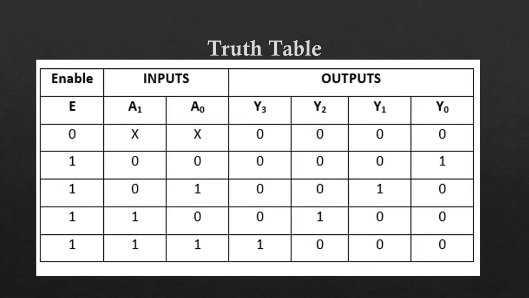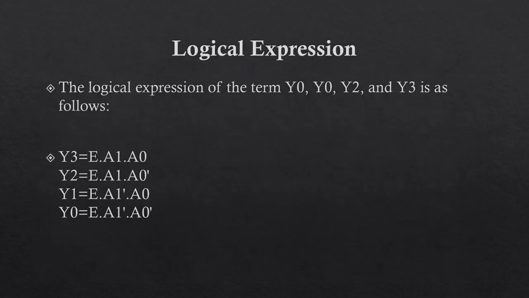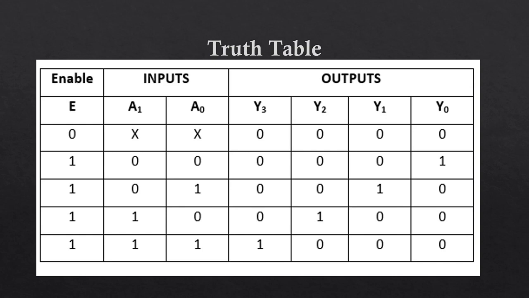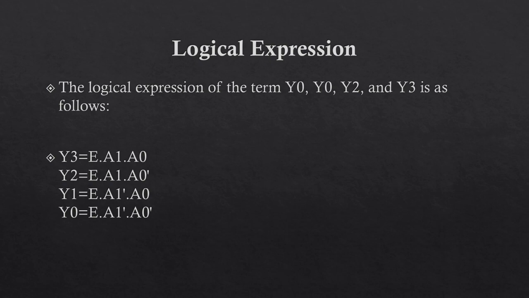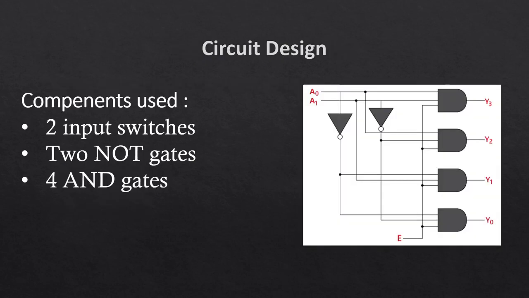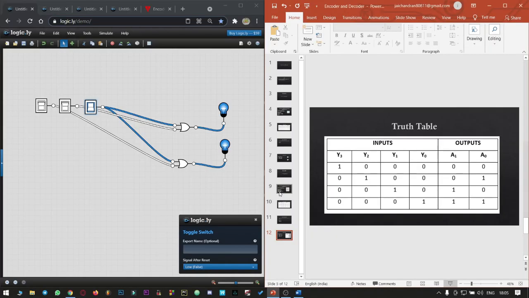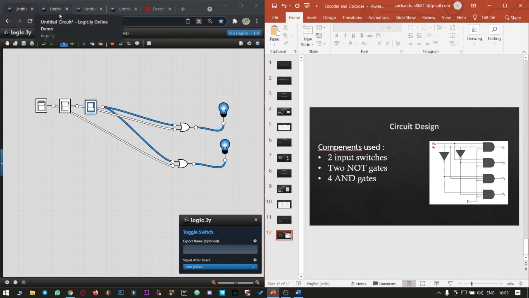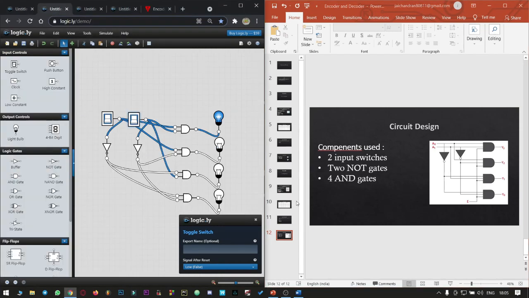and the outputs are y0, y1, y2 and y3. So here is the truth table, which we will look at once we go to the simulation. And here is the logical expression, similar to the one we just went through. The circuit design basically involves 2 input switches, 2 NOT gates and 4 AND gates. So now let's move on to the simulation part and verify the truth table.